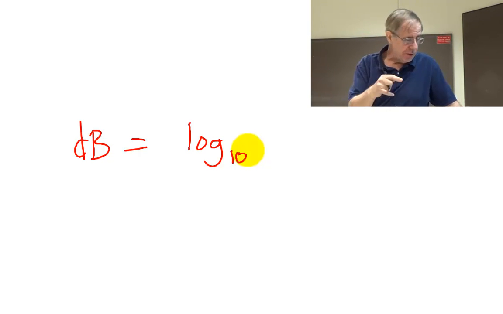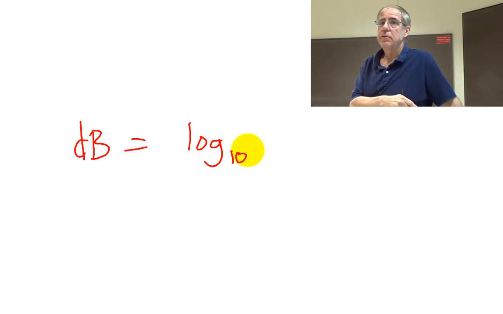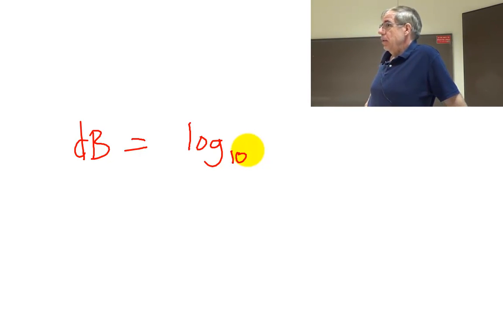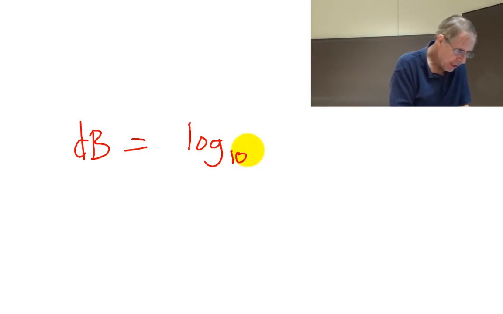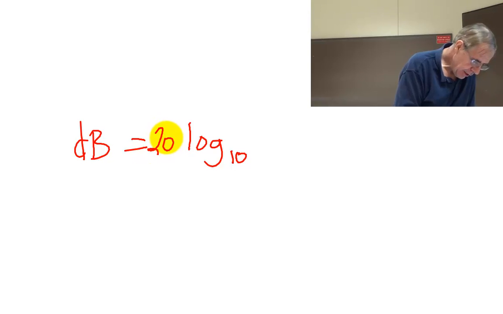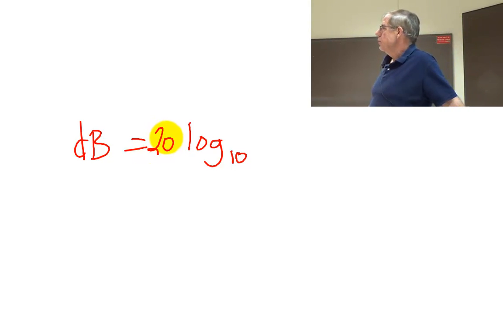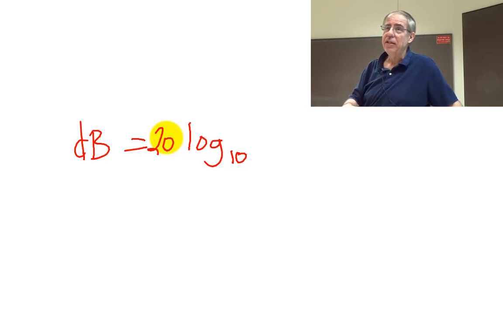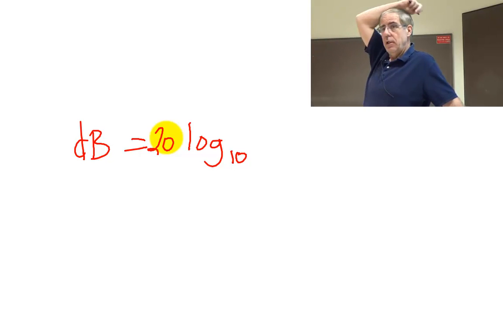The first has to do with whether that's a 10 or a 20 right there. When do I use 10 and when do I use 20? 10 is used for what? Yeah, 10 is used for power. Totally. I'm going to use 20. And when do I use 20? Voltage, right? And so I'm going to talk about the gain in voltage. So this is going to be a 20. And what's the second rule?